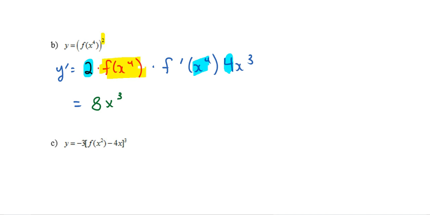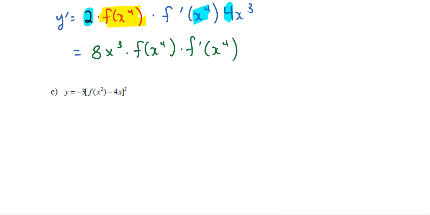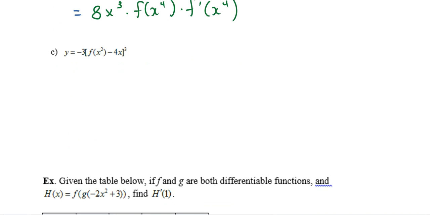X to the power 3 times f of x to the power of 4 times f prime of x to the power of 4. And that's my final answer there. Okay, let's move on to question number C now. We're slowly getting to the end here.